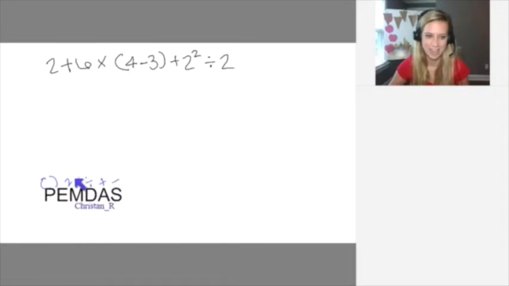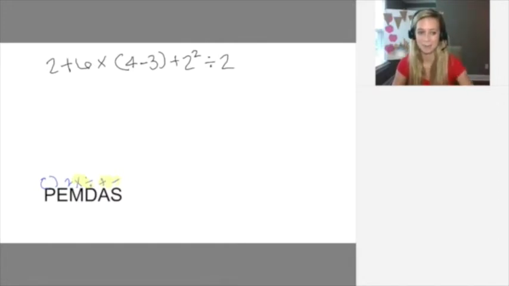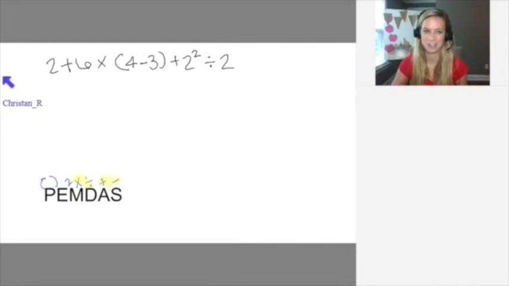So I'm also going to go ahead and highlight multiplication and division and addition and subtraction, because these two are in the same type of level. So those are going to be interchangeable as far as order, and I'll show you what I mean here in a second. So when we're following PEMDAS, we're going to follow the order that the letters come across: parentheses, then exponents, multiplication or division, addition or subtraction.